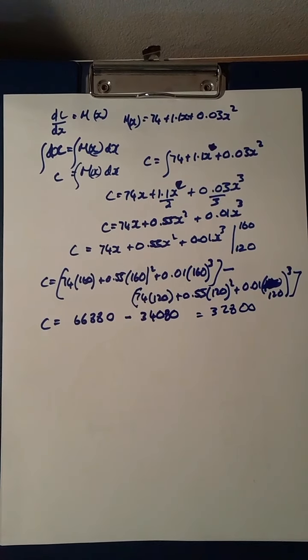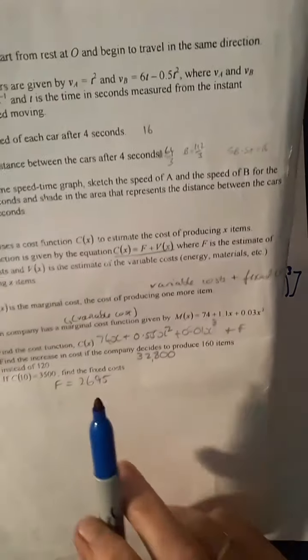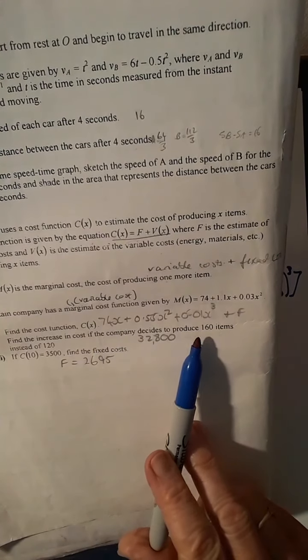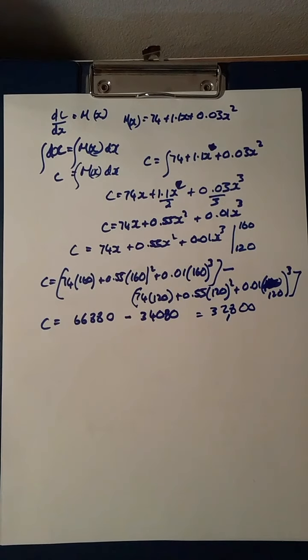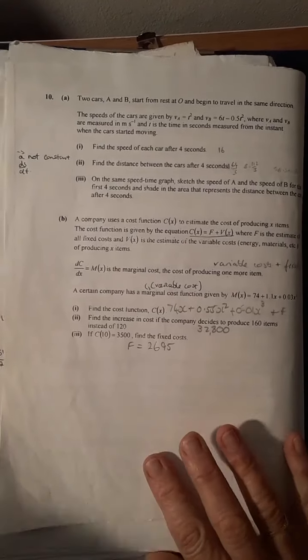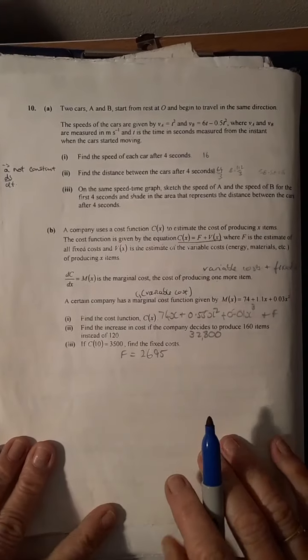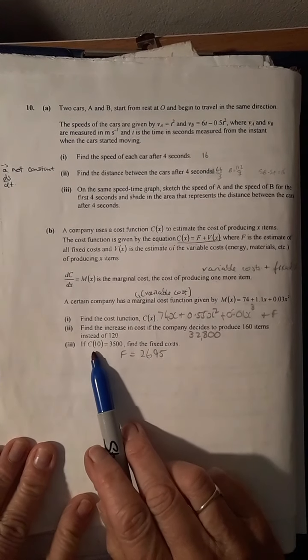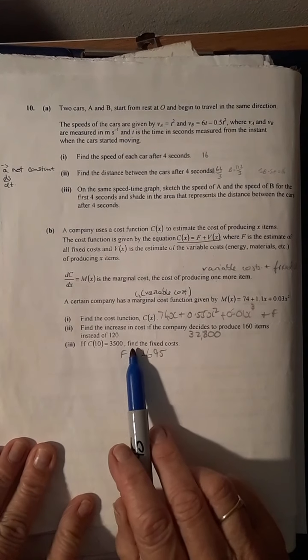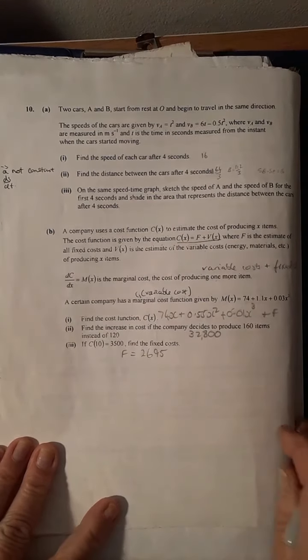So this is the increase in cost if the company decides to produce an extra 40 items. So 32,800 is your increase in cost. So the last part of the question, girls, is it says if the C of 10 is 3550, find the fixed costs.